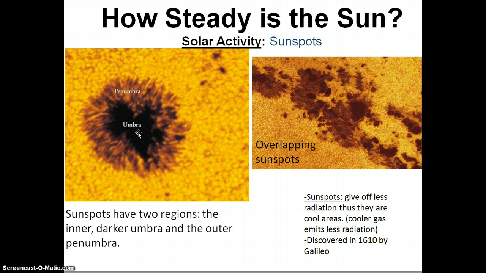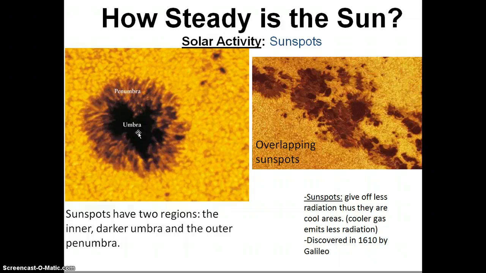They can be big and they can be small, and even when I say small, we're talking about lots of Earth-sized planets that can fit inside of it, so they're all relatively huge. But on the sun, they can be tinier versus even larger.